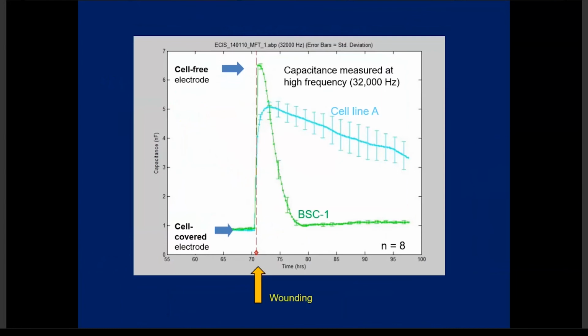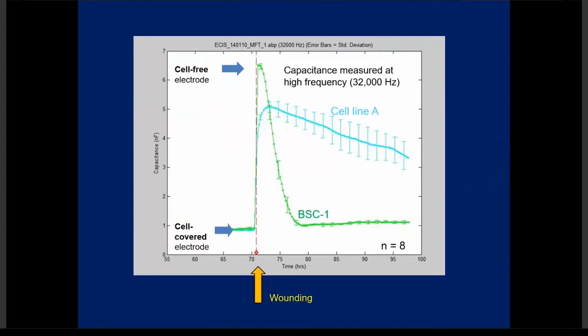So let me show you some of the problems you can encounter with this electrical wounding assay. And here's one of them. Again, we're looking at capacitance, which goes up during the wound, comes back down as the layer is filled in. First, with BSC1, we have a very nice wound healing assay. Cell-covered electrodes go up to cell-free, return to cell-covered electrodes in a certain period of time. We're following 8 different wells here, and you're seeing the average.